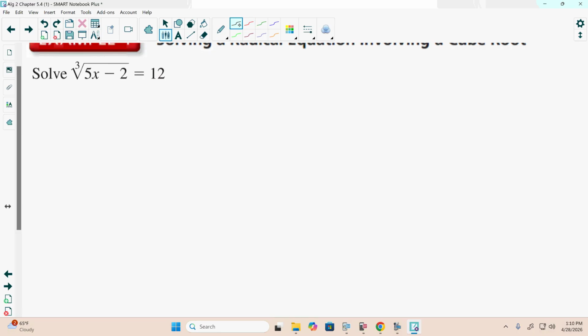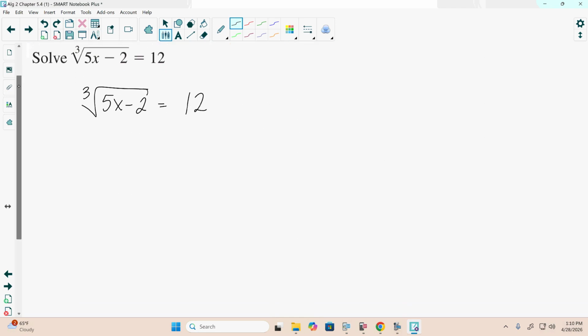Now we have a cubic instead of a square root. Let's see if the steps still hold true. Is there one radical? Yes, so get it by itself. It actually is. I'm going to rewrite it just so I have a little more space. So we're good with step 1, yes?